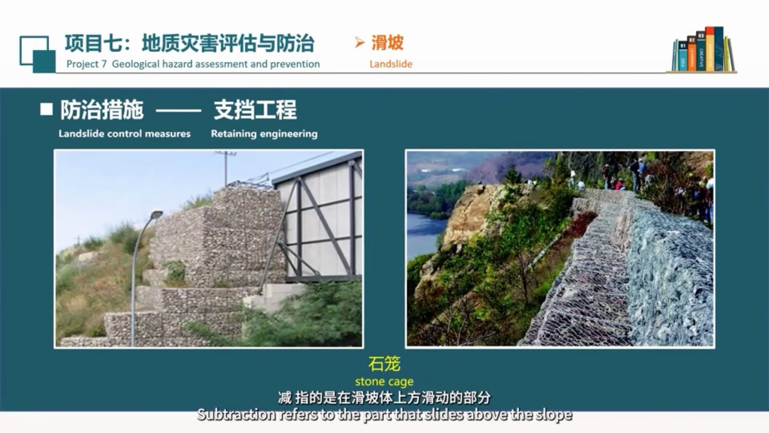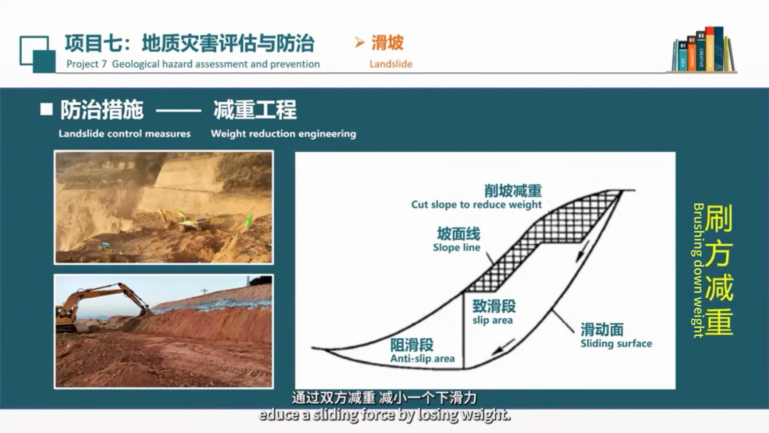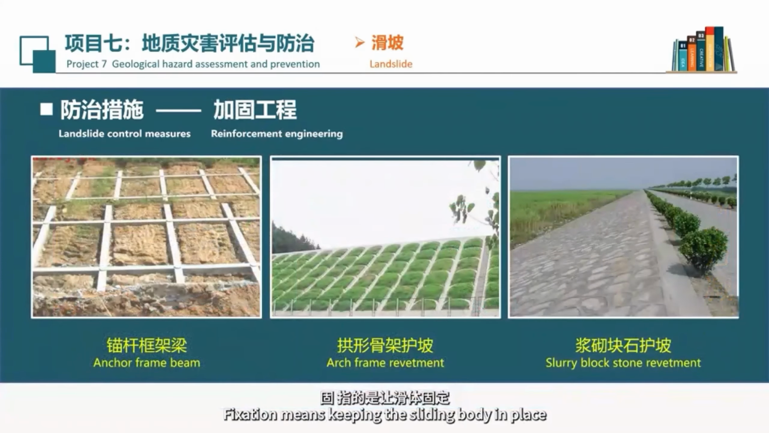Subtraction refers to removing the part that slides above the slope to reduce the sliding force by losing weight. Fixation means keeping the sliding body in place, or cementing it onto the sliding bed, to increase slip resistance. If it's a monoclinal rock slide, we can anchor through anchor rods. We can make all kinds of skeletons, and slope protection combined with grass planting.